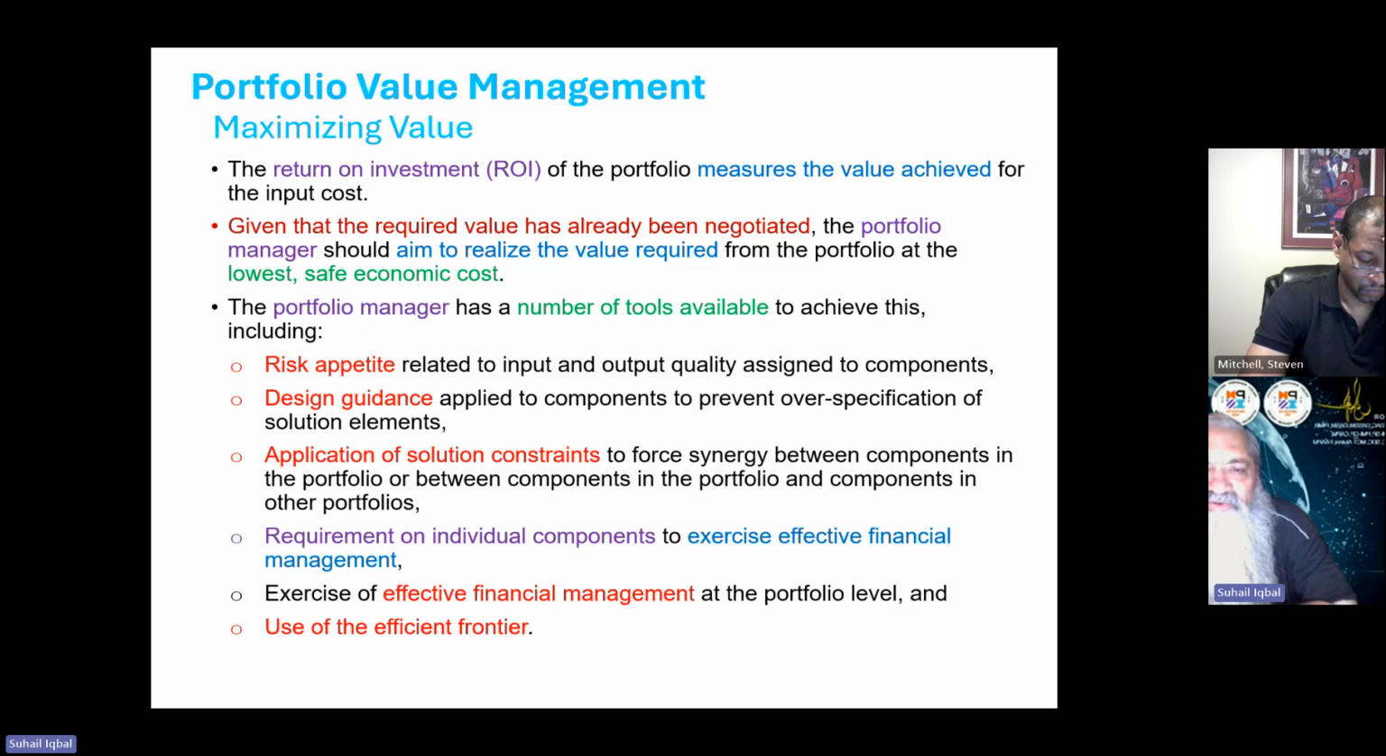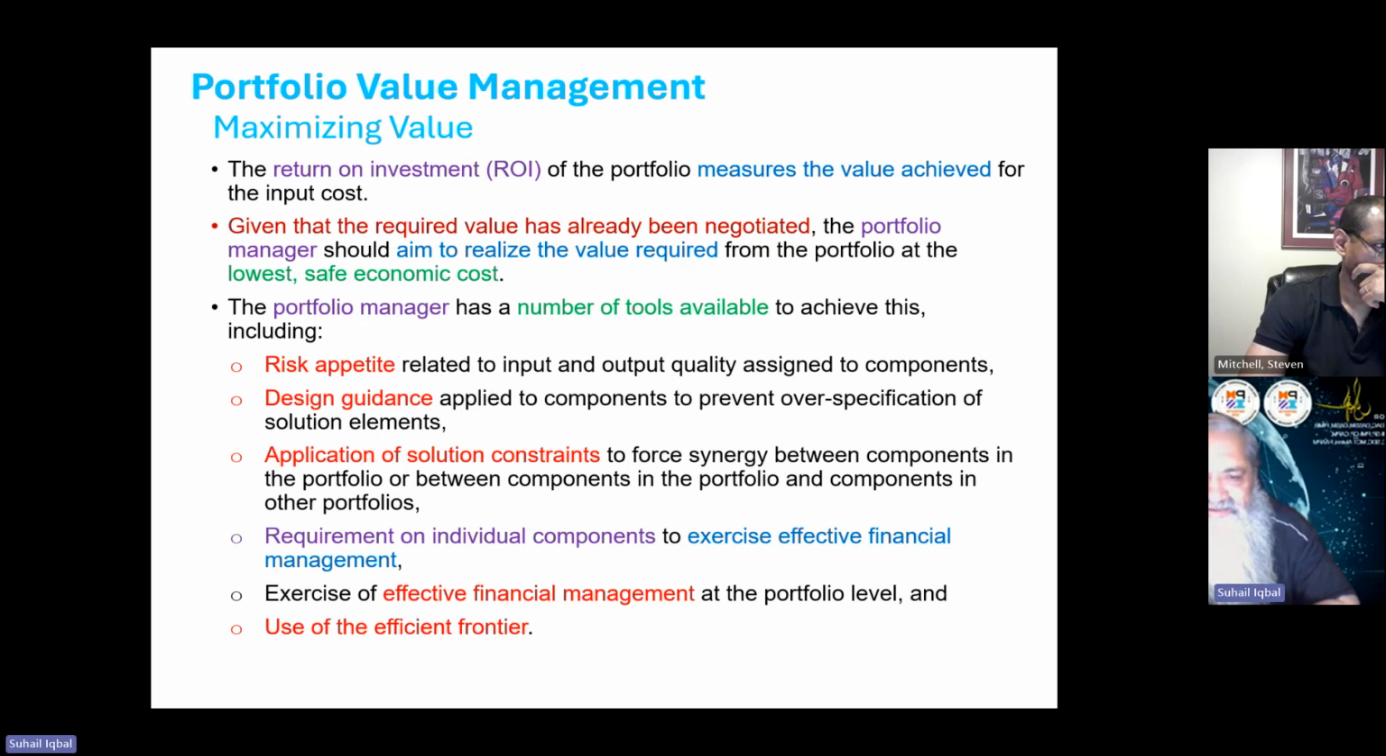Given that the required value has already been negotiated in the previous step, the portfolio manager should aim to realize the value required from the portfolio at the lowest safe economic cost. This we have already talked about. Now, the portfolio manager has a number of tools. How can he maximize the value? He has to look at the risk appetite, which we will discuss in more detail in risk management, that is related to input and output quality assigned to the components. How risky those inputs and outputs are.